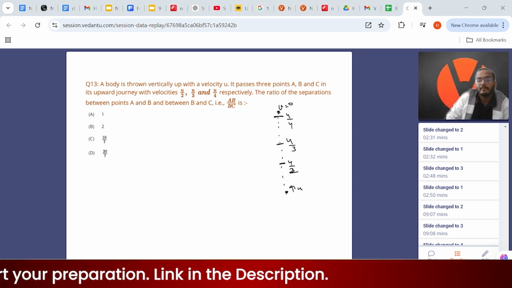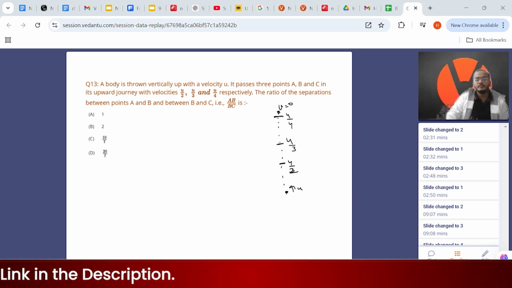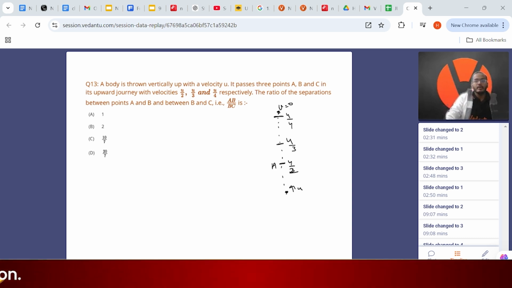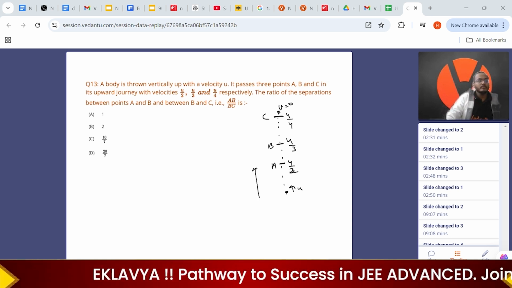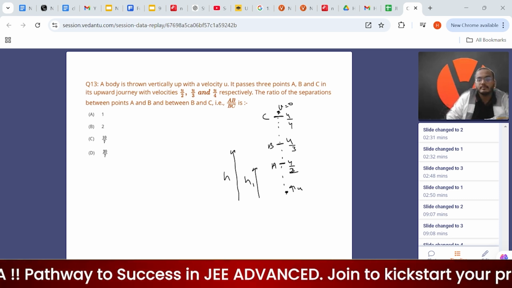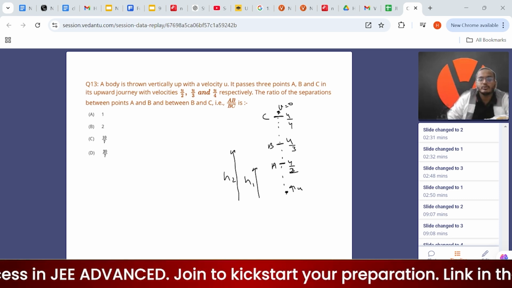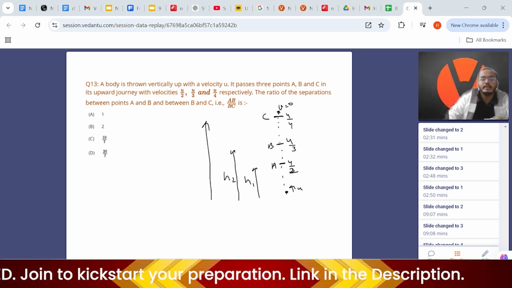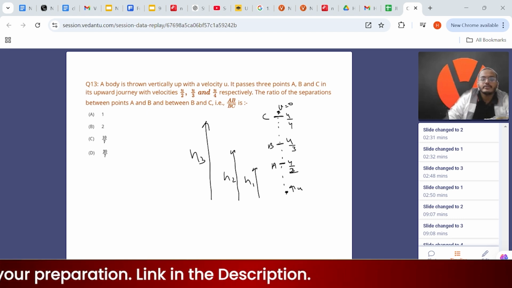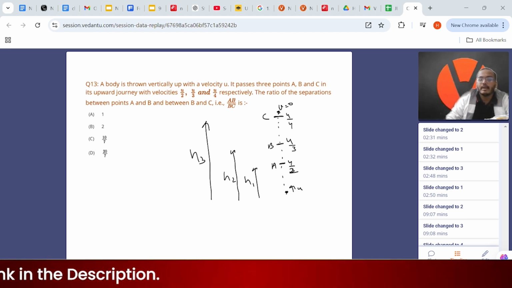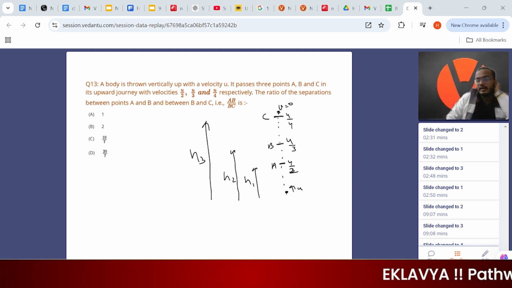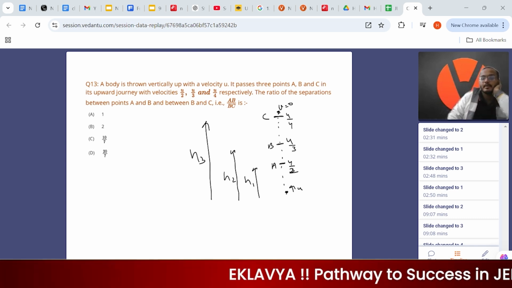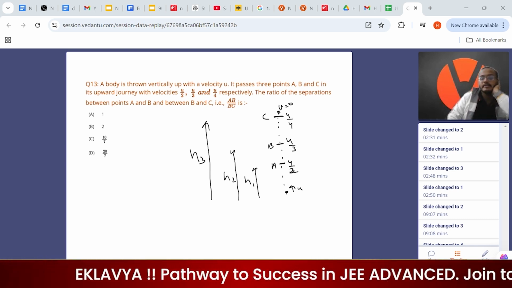Now, from here to here, from here to here, from here to here, let's say this is A, this is B, this is C. So this will be height h1, this will be height h2, and this will be height h3. We have to find AB by BC. So that is, we need to find h2 minus h1 divided by h3 minus h2.